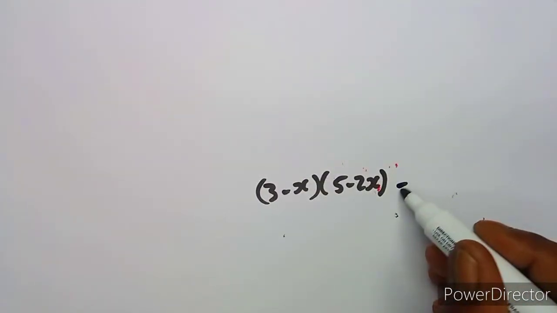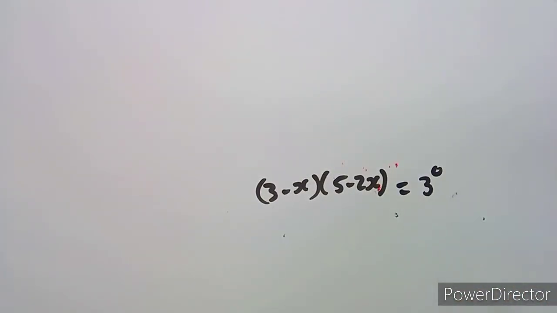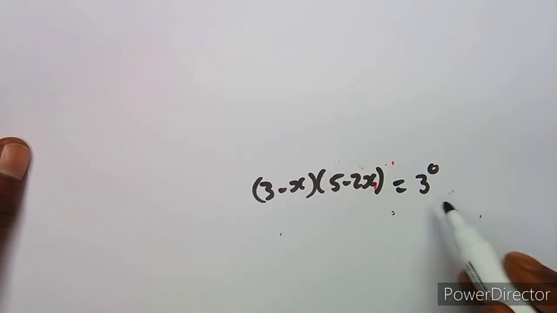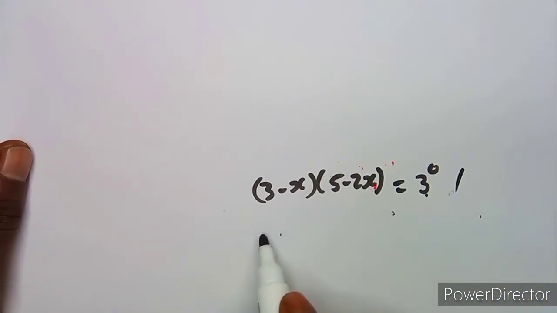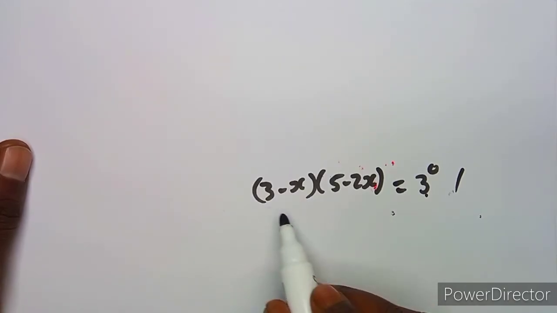So it's equal to 3 to the exponent of 0, which is actually 1. So as we can see, we have formulated an equation that we can use to solve for x. How? 3 to the exponent of 0 is 1. So this one is just a matter of expanding brackets here.